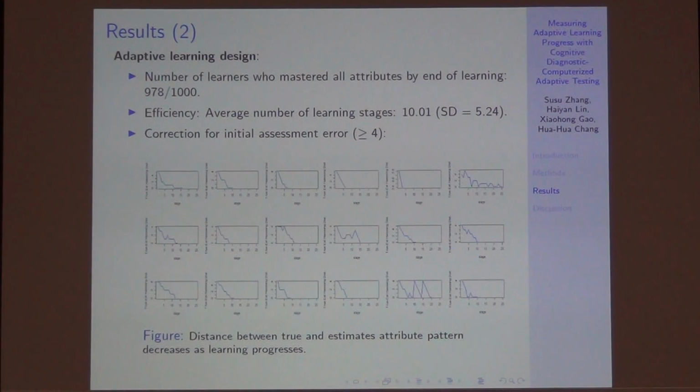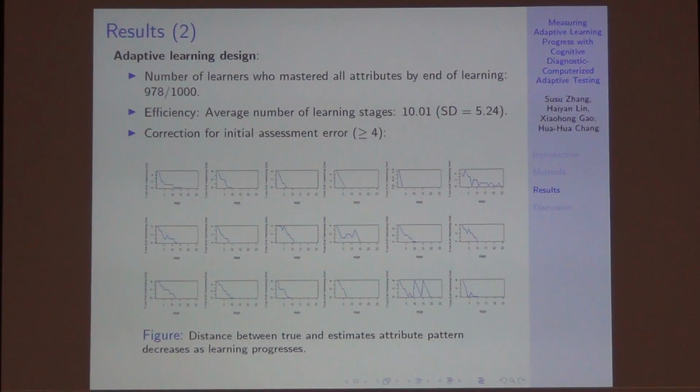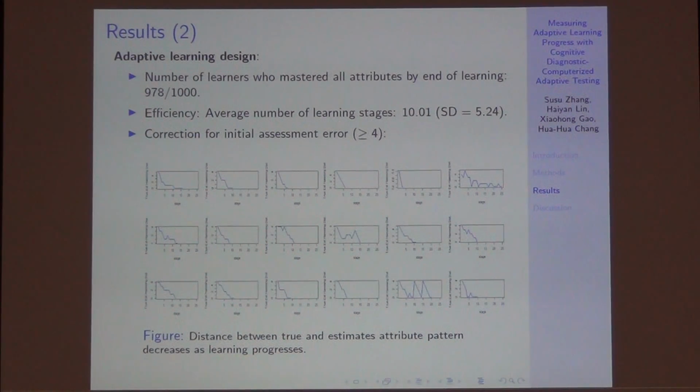Also, we can see that in the case that the initial assessment was not accurate, the algorithm performed relatively well by correcting the initial assessment errors. So the figure here summarizes some of the subjects who had 4 or more attributes measured incorrectly at the initial assessment. We can see that the Hamming distance between the true and the estimated pattern decreased very quickly for almost all of them.